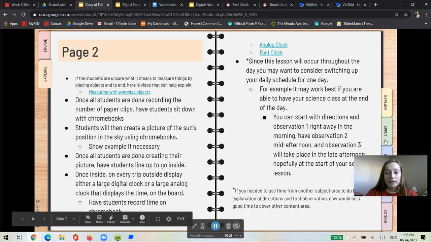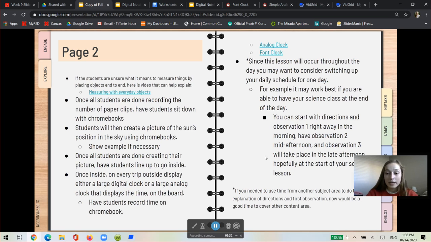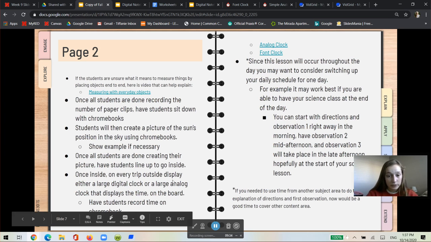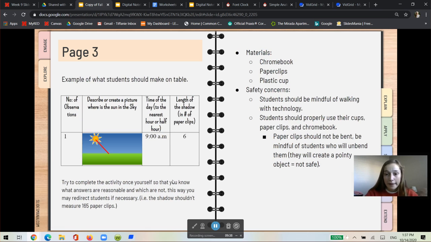This again just describes the context. What else am I missing on here? I think that's about it. I just have materials and safety concerns listed over here. I do want to make a note that you want to make sure you tell kids, hey, be careful. This is technology. It's expensive. We can't break it. Just so that they know their responsibilities with their technology.